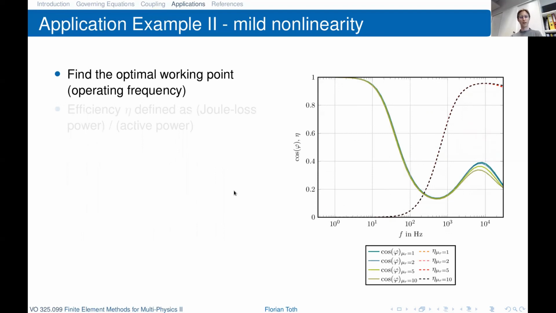What is also important in eddy current problems is to find the optimal working point, so the good operation frequency of the inductor, and this is done by computing the efficiency, which is defined by the Joule loss power over the active power in the electric system. And there you can see that for a certain frequency, in this case of a few hundred kilohertz, we have an optimal efficiency.